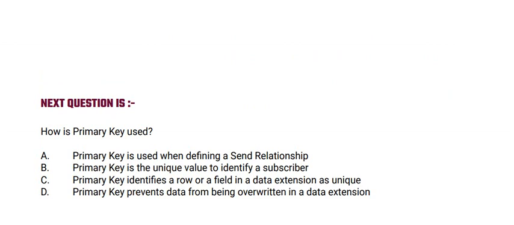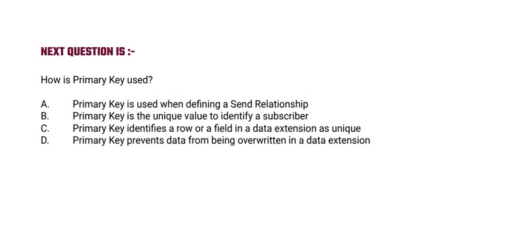Next question is, how is primary key used? Options are option A primary key is used when defining a send relationship. Option B primary key is the unique value to identify a subscriber. Option C. Primary key identifies a row or a field in a data extension as unique. And option D. Primary key prevents data from being overwritten in a data extension.